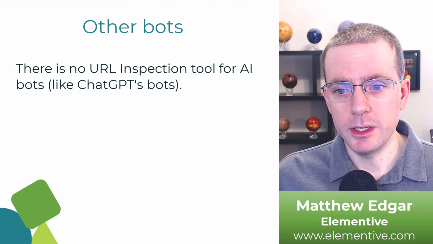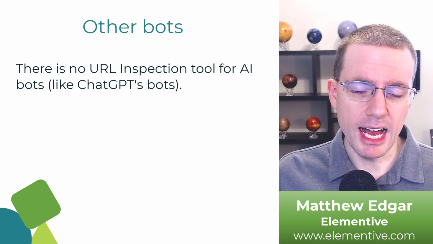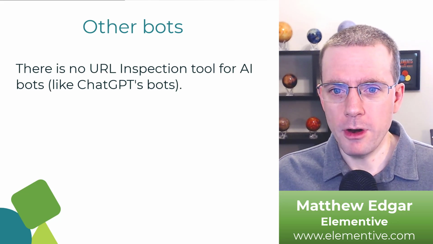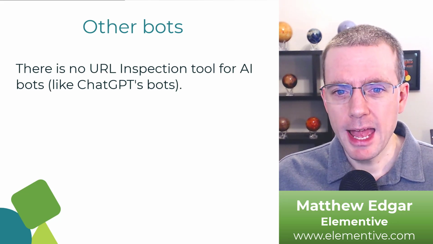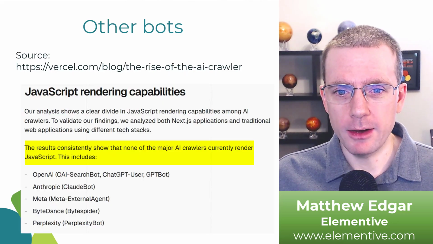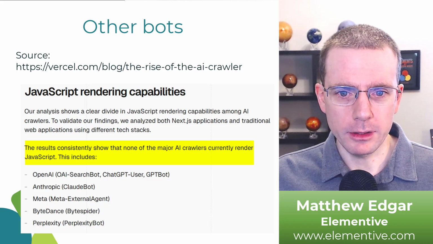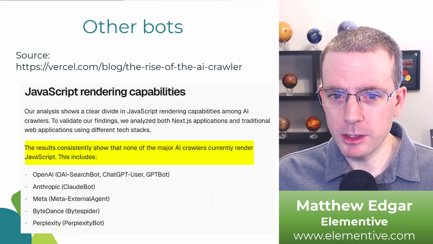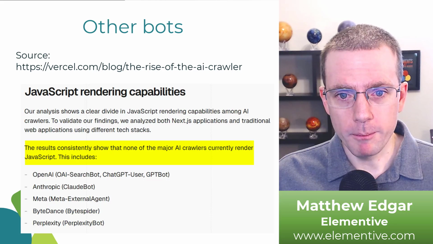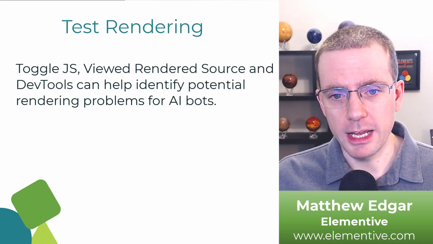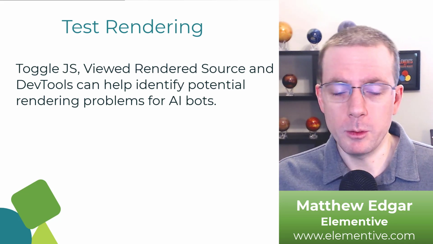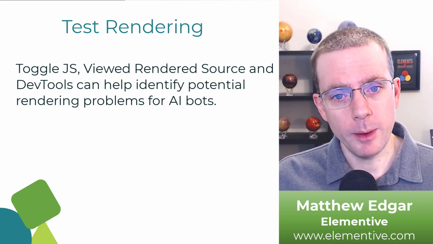Now, keep in mind that we don't have a URL inspection tool for OpenAI, for Perplexity, for Claude, for any of the other AI bots that are out there. So we don't know, or at least we don't have a way to verify how those bots are rendering the page. But based on what others have found in different studies and tests, it does look like those bots are not able to execute as much JavaScript as Google or Bing. They may not be able to execute any JavaScript at all. So that's where those extensions of Toggle JS or View Rendered Source can be really helpful to understand what kinds of problems we may have for AI bots rendering our websites.